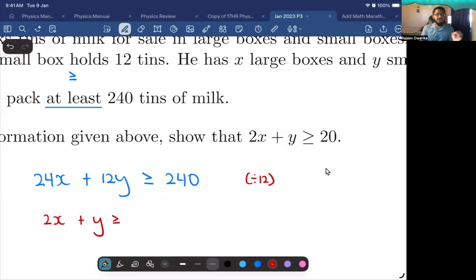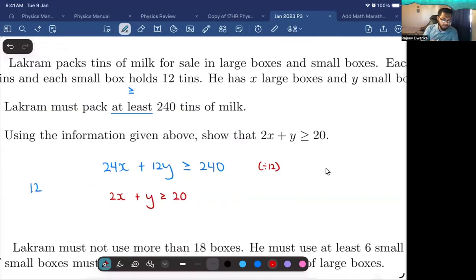Yes, sir. And what is 240 divided by 12? Tell me, guys. 20. So were we able to show that the inequality would be 2x plus y is more than or equal to 20?